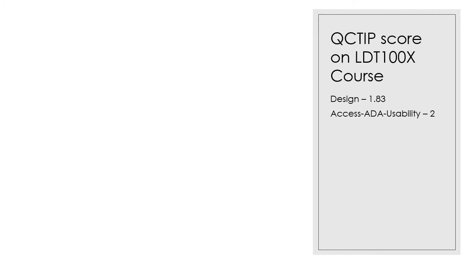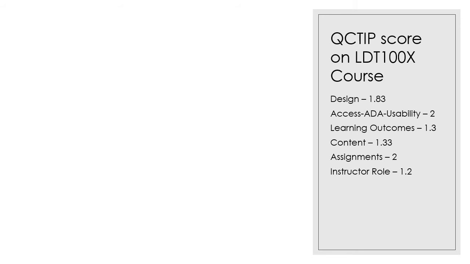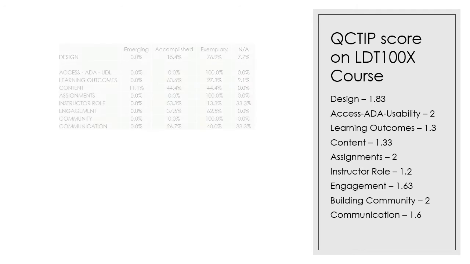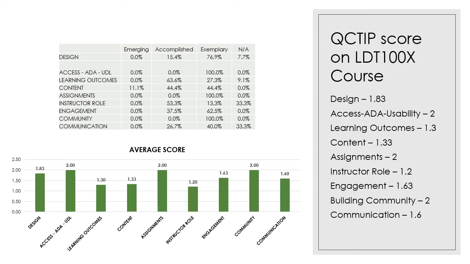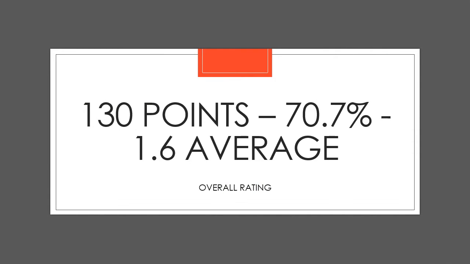Upon QTIP scoring, the LDT100X course earned the following scores in these areas: design with 1.83, access, ADA usability 2, learning outcomes with 1.3, content 1.33, assignments 2, instructor role 1.2, engagement 1.63, building community 2, and communication 1.6. These are the averages of these areas.